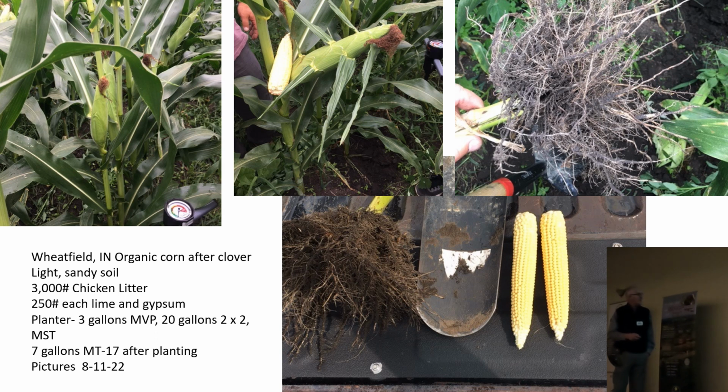Then I talked about the MT17, the product that's supposed to capture more value from manure. So he came back after planting and put on 7 gallons of the MT17 biological, and then that gets rotary hoed or tine harrowed in. And this picture's August 11th, and you can see here, again, we're not lacking for nitrogen, and he grew a good popcorn crop.